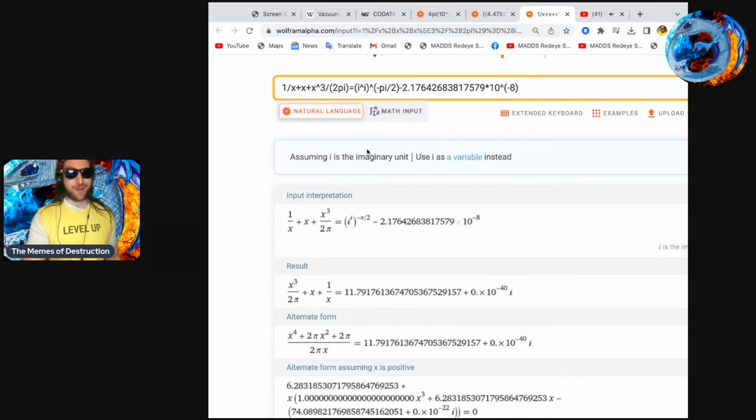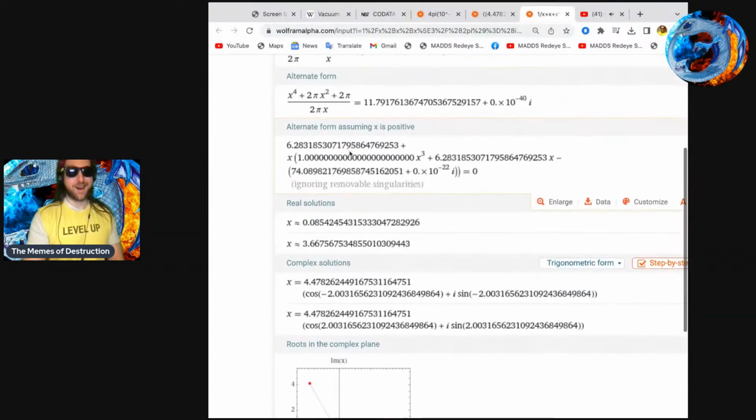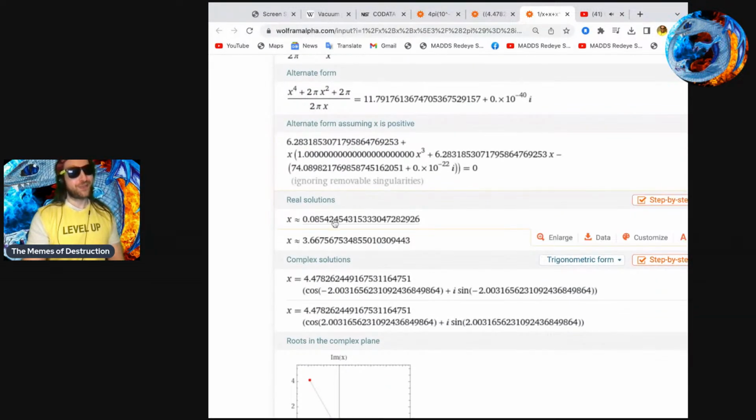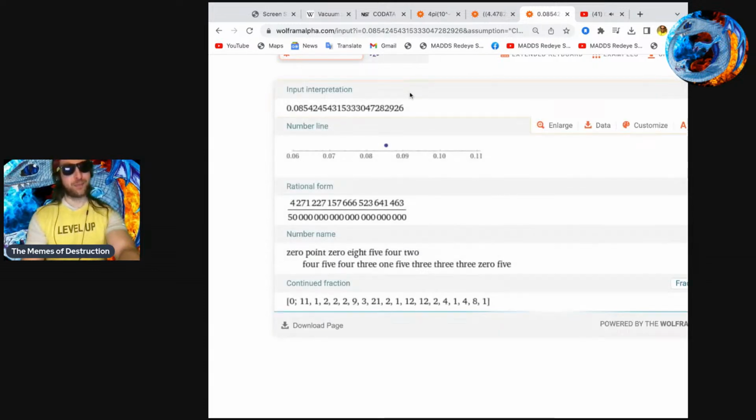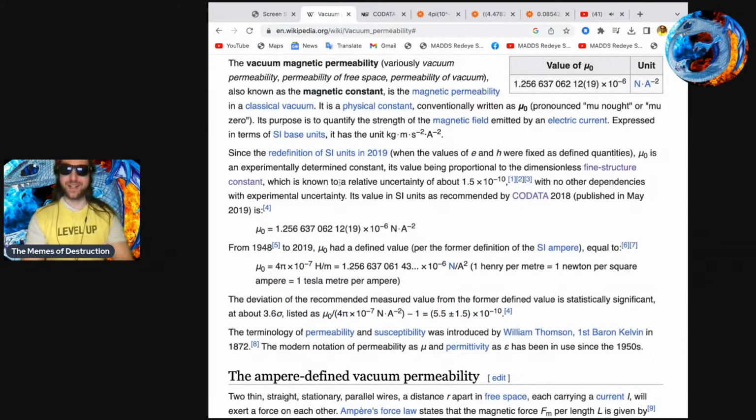He's like, what do I need to set it to make it come out to be the fine structure constant to all the relatively uncontroversial numbers? This will be the Planck mass gap there. Very interesting. So we go to the first answer. The whole reason I'm doing this is because note its value being proportional to the dimensionless fine structure constant, which is known to a relative uncertainty of about 1.5 times 10 to the negative 10.